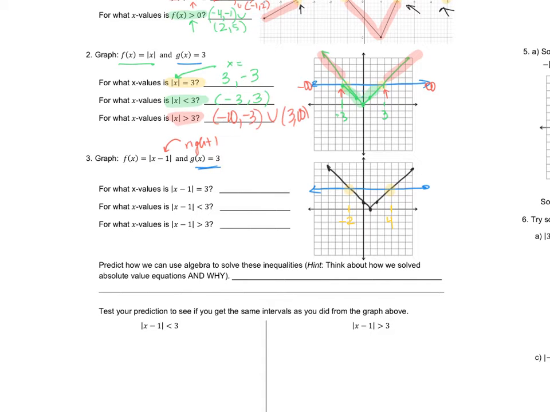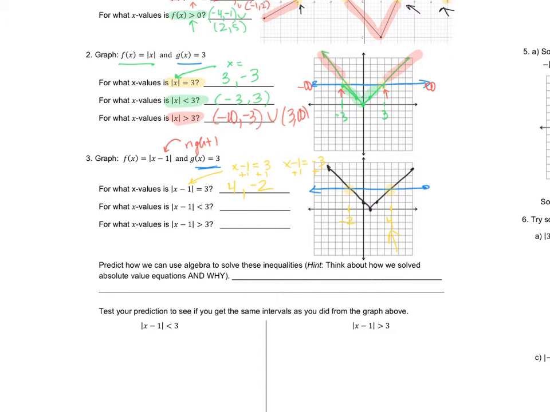So if I want to check, I could just plug in or think about how we solved these before. When does x minus 1 actually equal 3? And when does x minus 1 equal -3? If I add 1, you get the 4, which is what we had there. And then if you add 1 over here, we get the -2. So my graph looks pretty good.